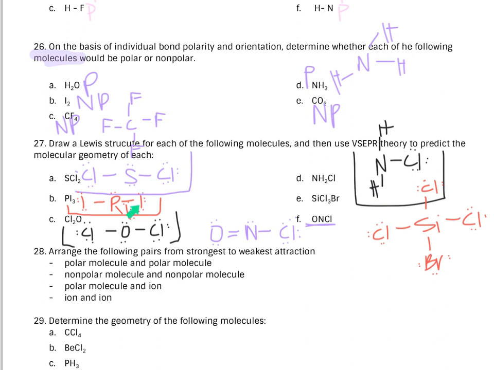That one, since there's 3 iodines, is going to be trigonal pyramidal. This one is going to be linear. This one is going to be trigonal. This one is going to be tetrahedral. This one's going to be linear.